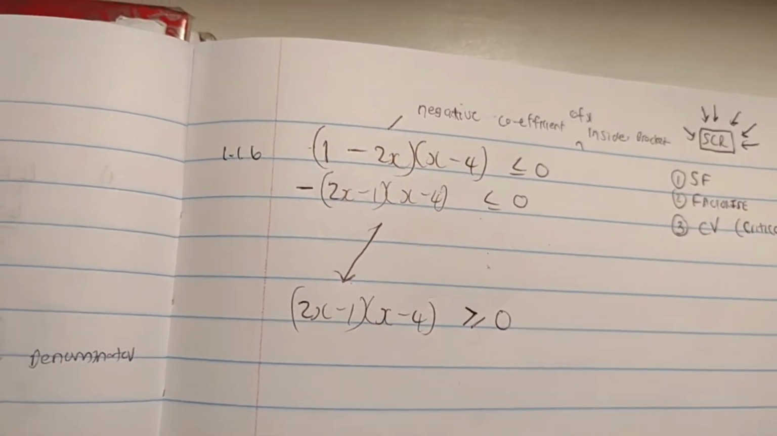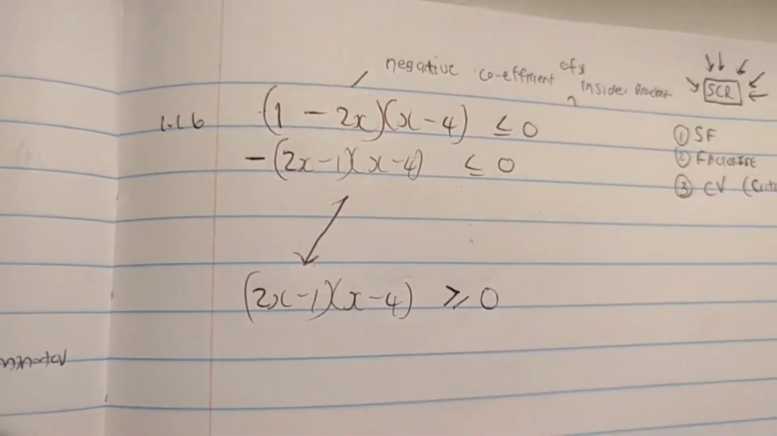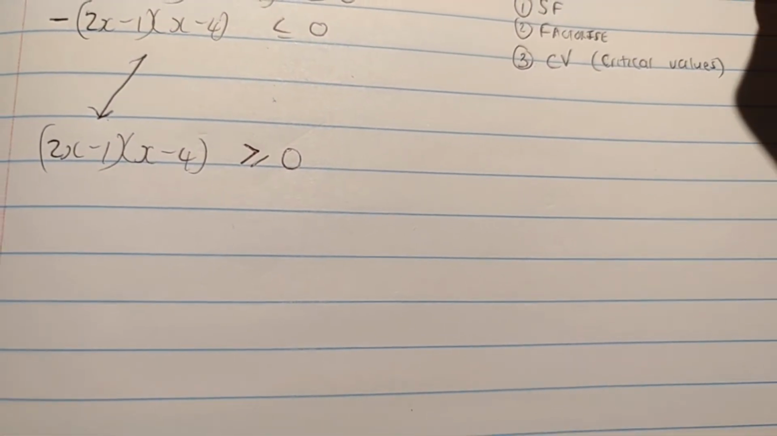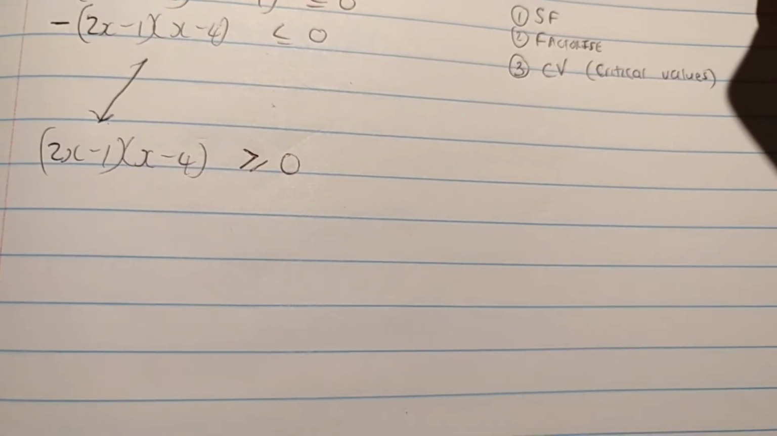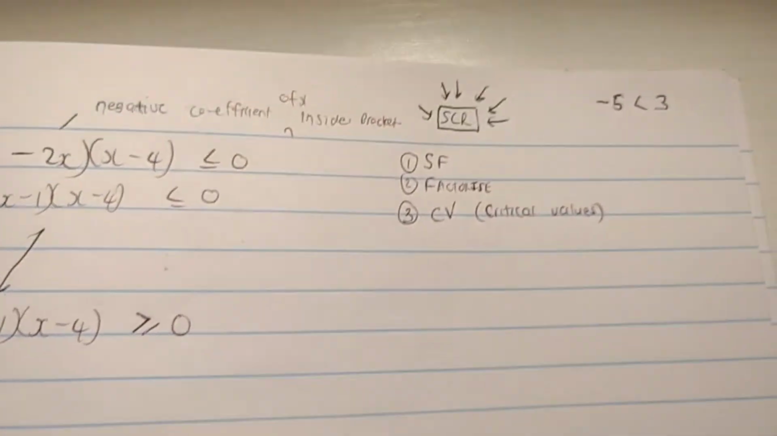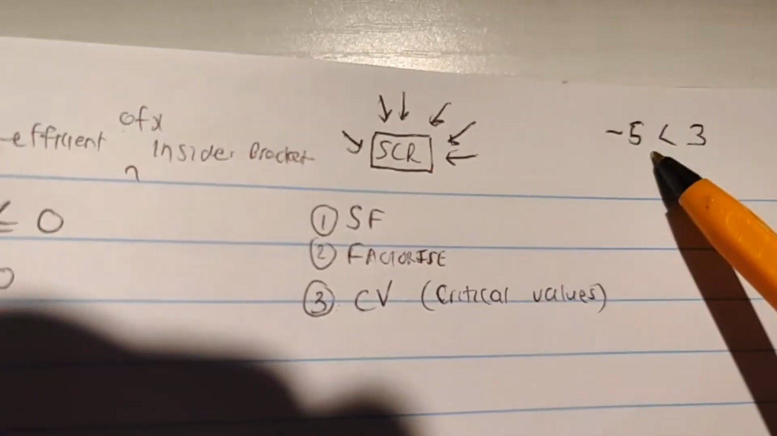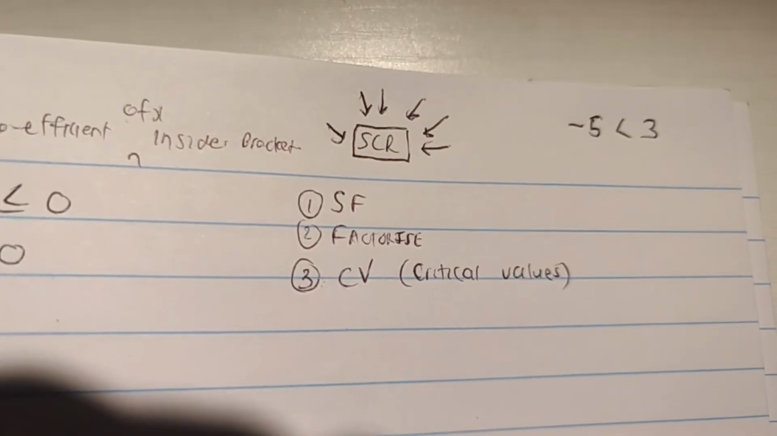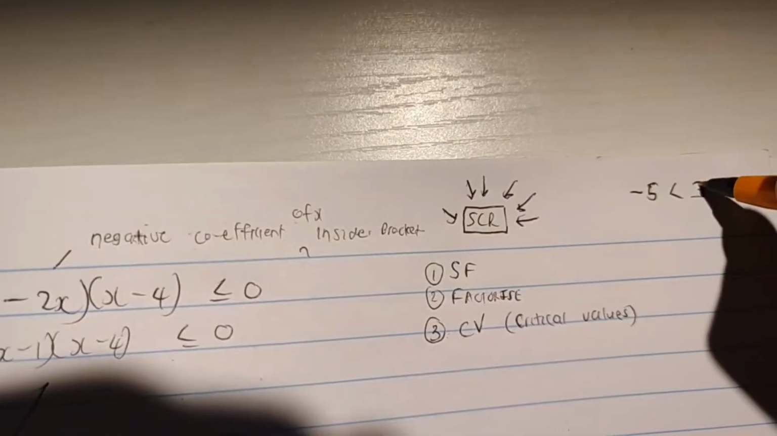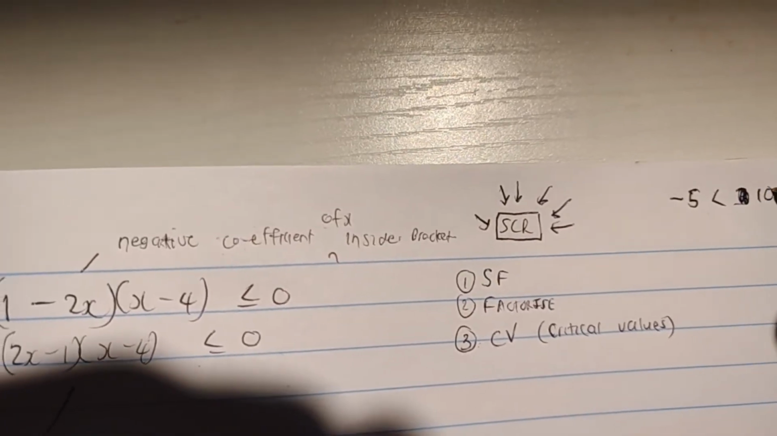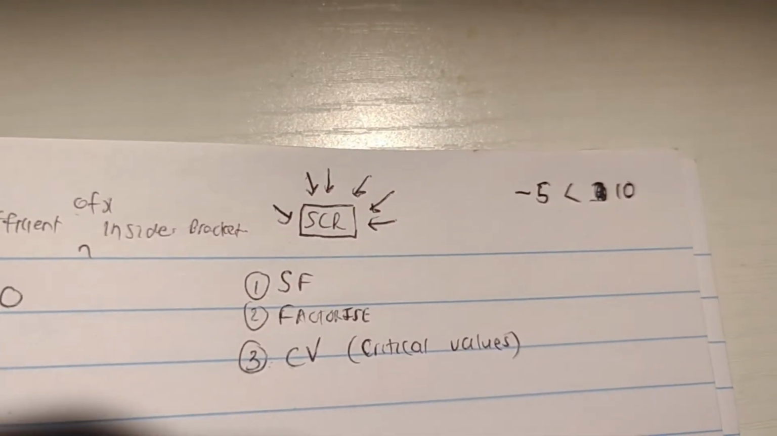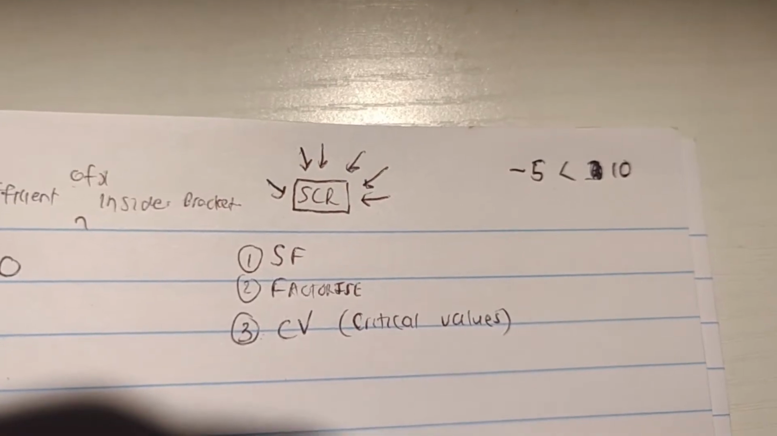Some of you may be wondering, what is this thing of inequality sign reversing? Guys, let's just take an example here. Let's say we had negative 5, and we say negative 5 is less than 3. I'm sure you all agree that negative 5 is less than 3. Negative 5 is a smaller number than 3, isn't that right? Okay. Let's just say 10. Negative 5 is less than 10. We all agree that this is a smaller number than 10.